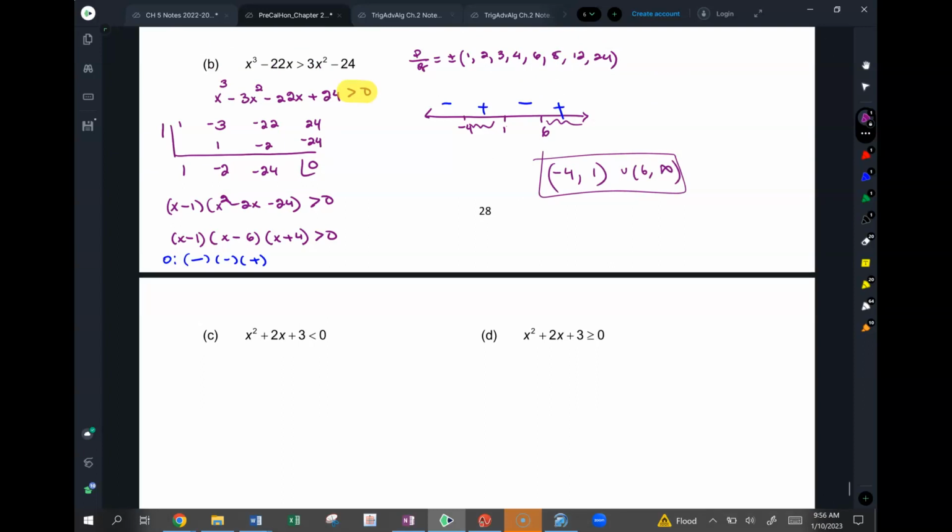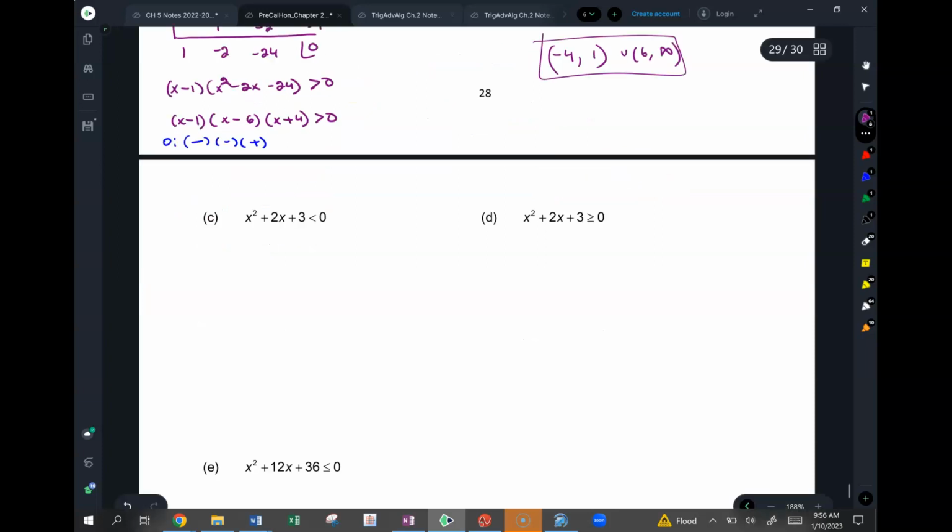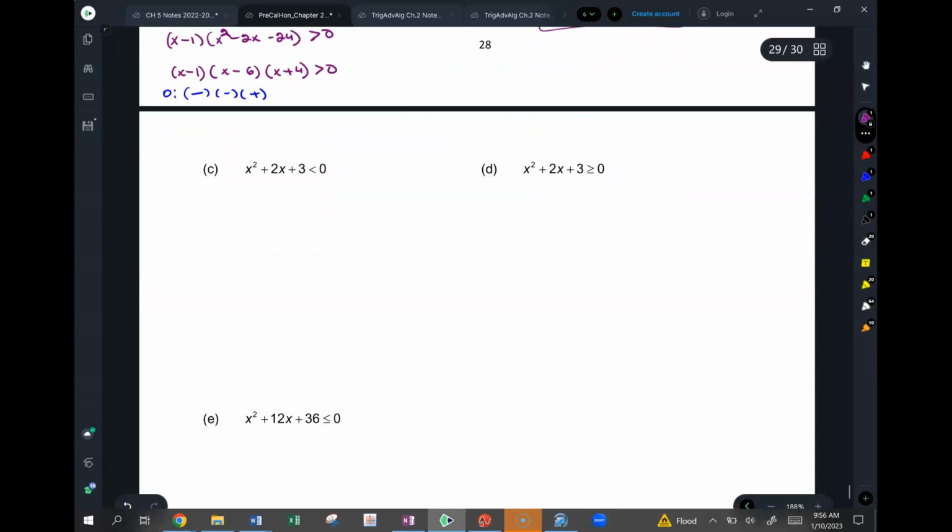All right, next one. x squared plus 2x plus 3. Does that factor? No, it doesn't factor. So then, I mean, you can do the quadratic formula. But let's kind of stop and think for a minute. I'm just going to have a number line here, and I'm just going to put 0 there for reference. Okay? All right. Let's think bigger picture.